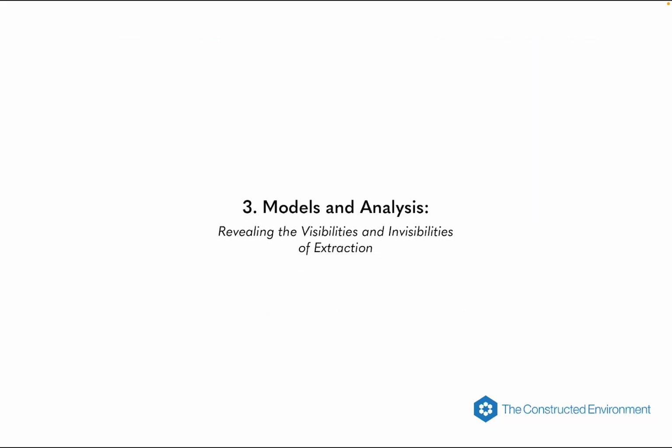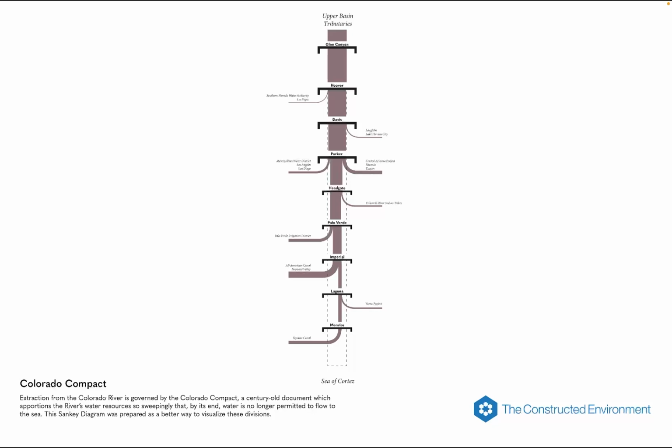In an effort to better understand the environmental impacts of this development framework, this study analyzes publicly available data to produce models of the visible and invisible consequences of this extraction on the lower basin region. Extraction from the Colorado River is governed by the Colorado Compact, a century-old document which apportions the river's water resources so sweepingly that, by its end, water is no longer permitted to flow to sea. This Sankey diagram was prepared as a better way to visualize these divisions.